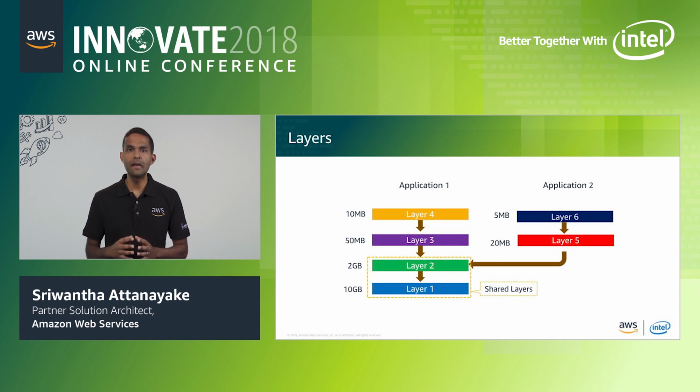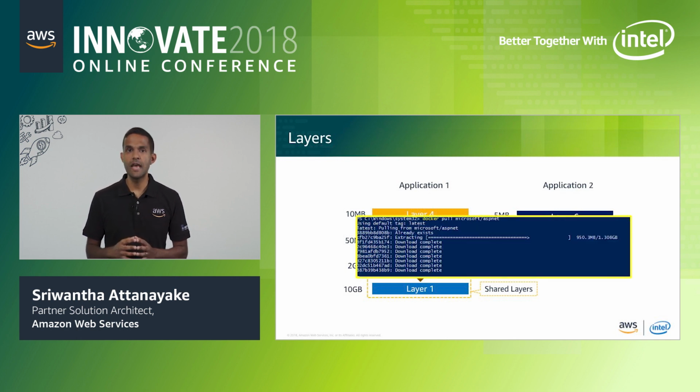This concept of shared layers makes containers very lightweight and patching becomes super easy. When you create images and push them into a container registry, only delta changes in layers are pushed. This saves a lot of time when uploading images.